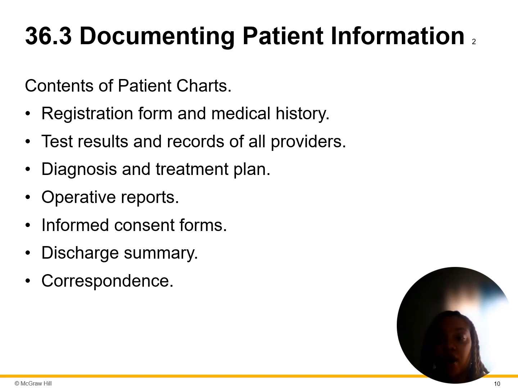So each patient's chart will contain standard information in set categories. You have the registration form and medical history tab. That's exactly what goes in there. Those are the papers that are filled out when the patient first comes into the physician's office for the very first time. You also have a section for test results and records of all providers. This is actually from if the doctor sends them off to have any type of test done, blood work, or different things like that. All that goes underneath there.